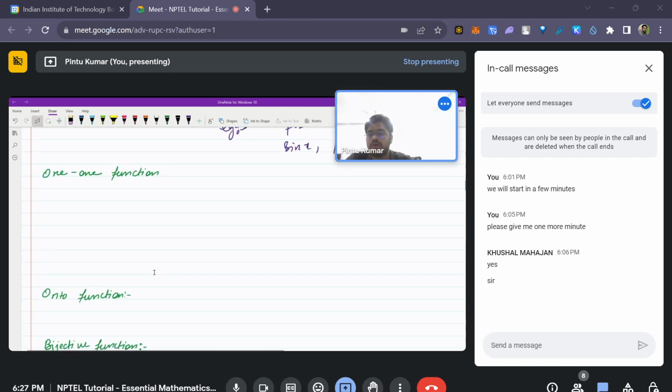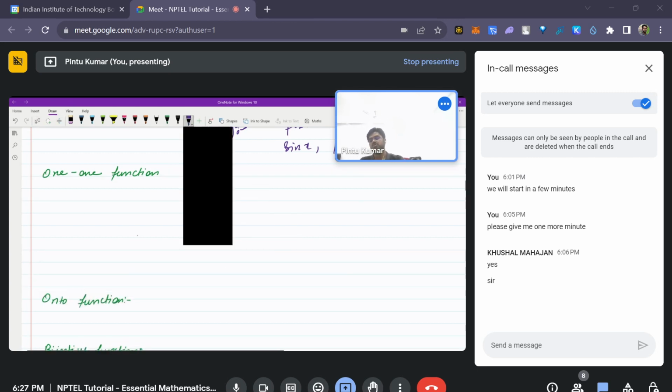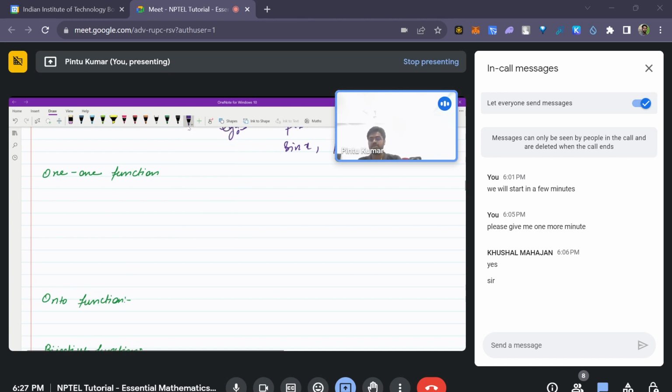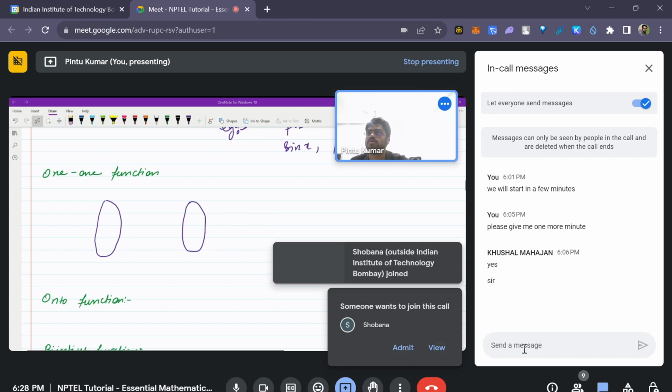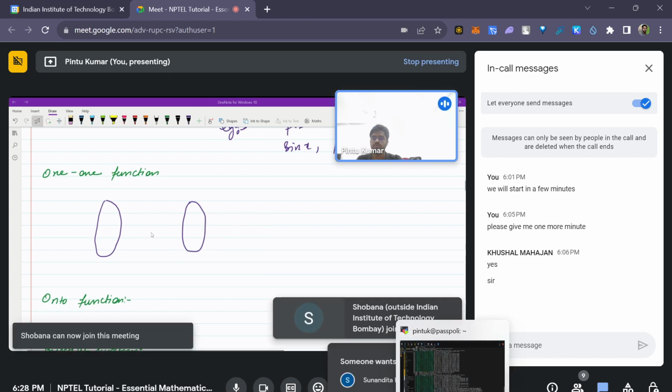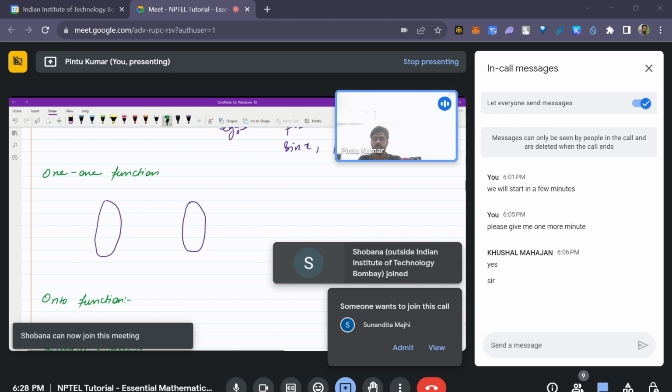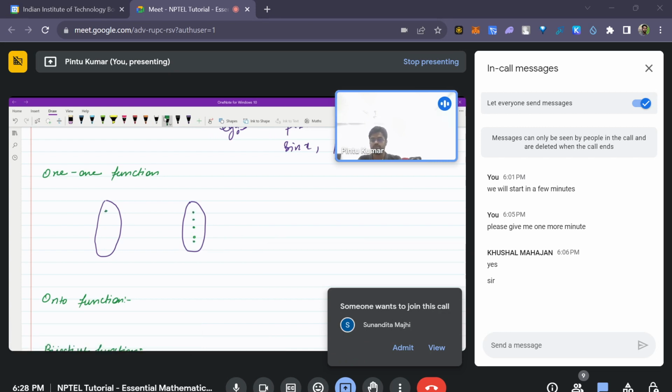Now, what is a one-to-one function and an onto function? As I mentioned initially when defining a function, a function is nothing but a map from domain to codomain, right? So let's say your codomain has some points and your domain has some points.